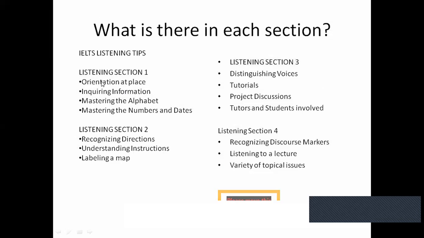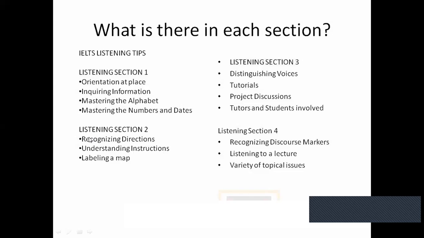So you have the listening section 1 on orientation of a place, inquiring information, mastering the alphabet. You will have the spellings also, which are told for proper nouns, different names and English names. If they are peculiar proper nouns, they will also pronounce the spellings, which you have to really understand, and mastering the numbers and dates. So these might be given to you when they are having the questions. They want to present something and ask you in listening section 1.